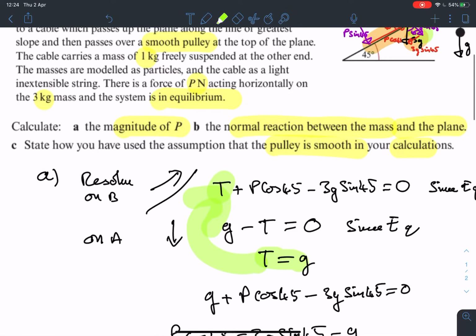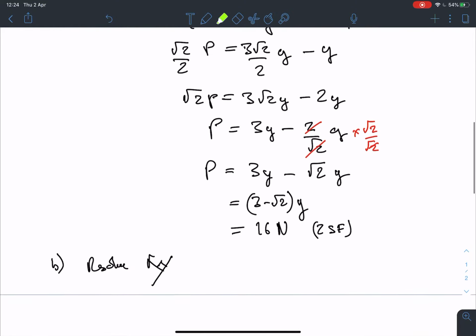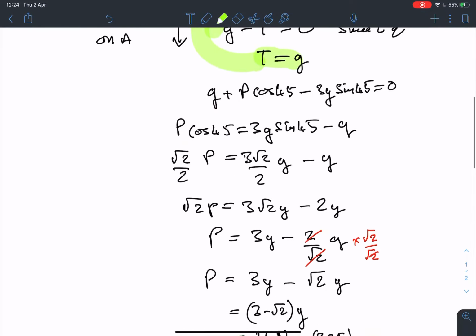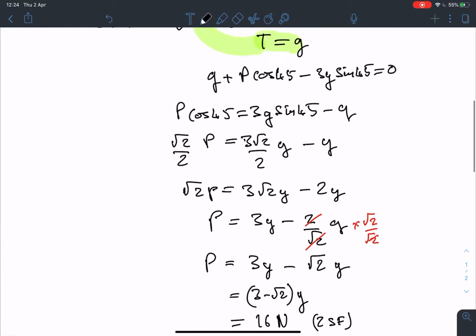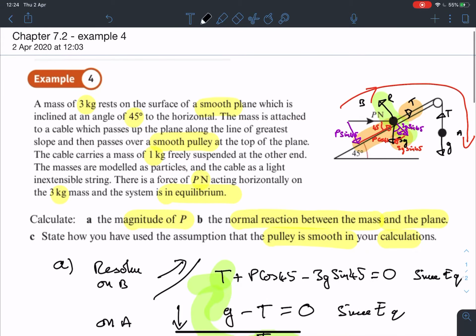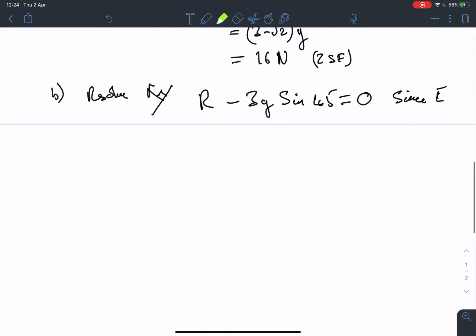Okay. So, what did we say? R minus 3G sine of 45 equals 0 since equilibrium. Is that everything? That doesn't sound quite right to me. Can you see a mistake there? Hopefully you have spotted it, because there's another force with a perpendicular component, isn't there? P sine 45. So let's tidy this up.